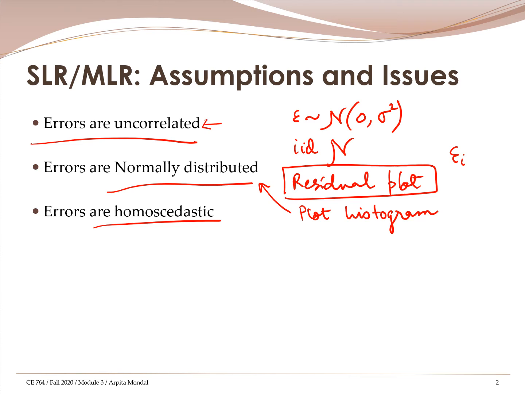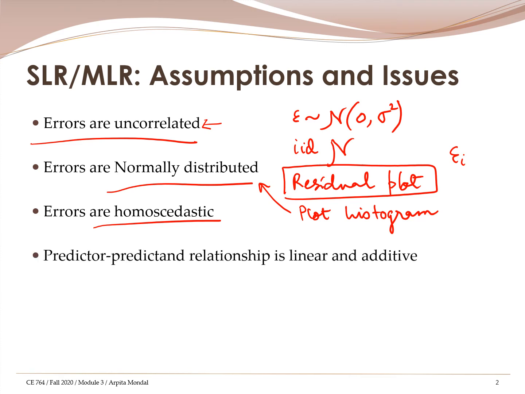However, if the histogram shows heavily skewed behavior, we know that the normal distribution is symmetric. If the histogram is heavily skewed, then perhaps the assumption that the errors are normally distributed is not correct. Okay, then you cannot apply simple linear regression or multiple linear regression.